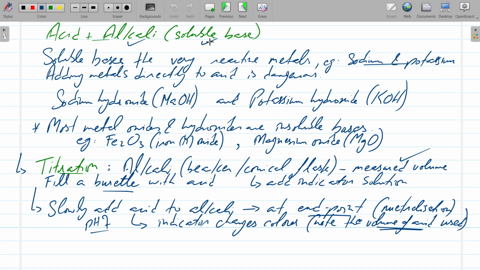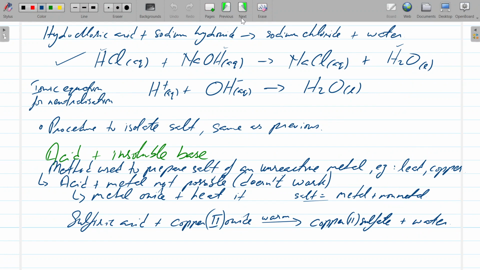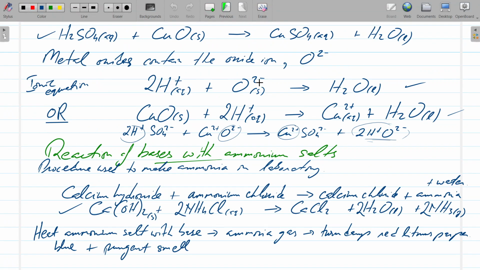So an alkali is a soluble base. We talked about the theory of titration, though not in detail. And then adding an insoluble base to an acid to make a soluble salt, and reactions of bases with ammonium salts. Today we'll be starting off by talking about how to make insoluble salts.